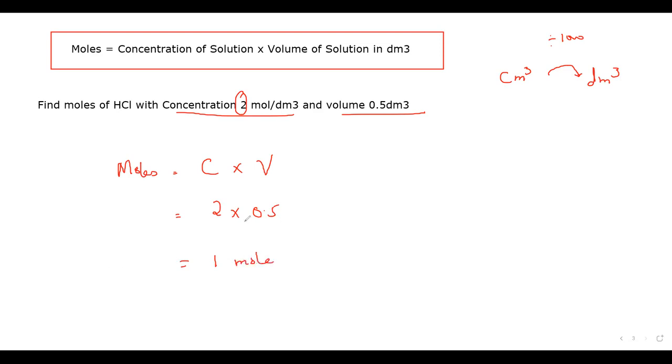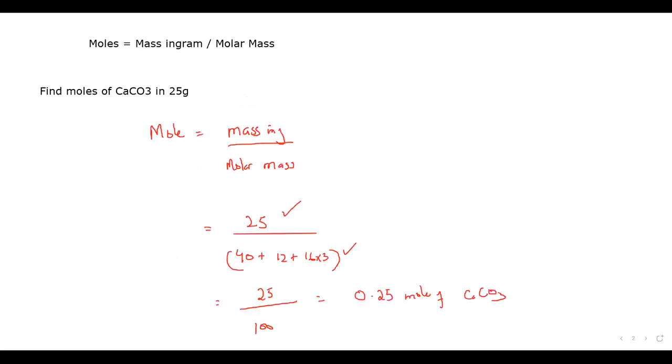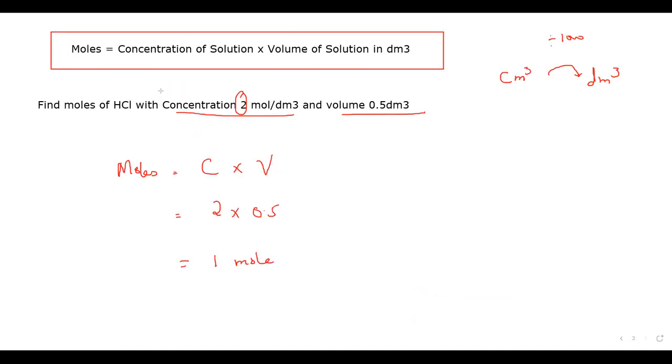So this formula is used when the concentration and volume are given. And what about the first formula? As you can see, the first formula is used when the mass is given. And the second formula is used when you have the concentration and volume. You multiply, and you will get the answer.